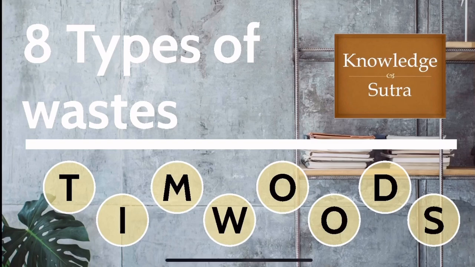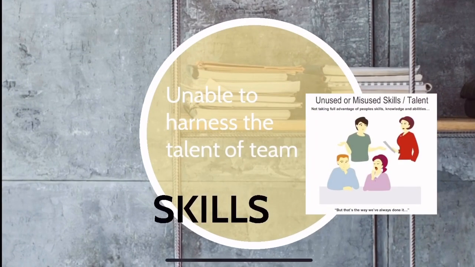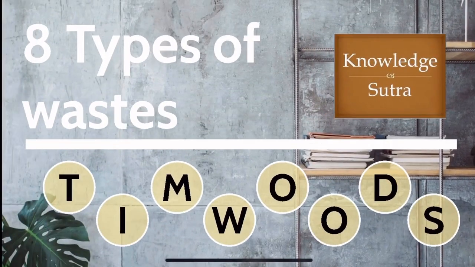The eighth type of waste is denoted by S in TIMWOODS and is skills. Skills is where the organization is unable to harness the talent of its team, or is not using people's talent, skill and knowledge to the full. For example, when we put people on repetitive jobs or we don't involve people in the process of improvement, then we are doing the eighth type of waste, which is skills.